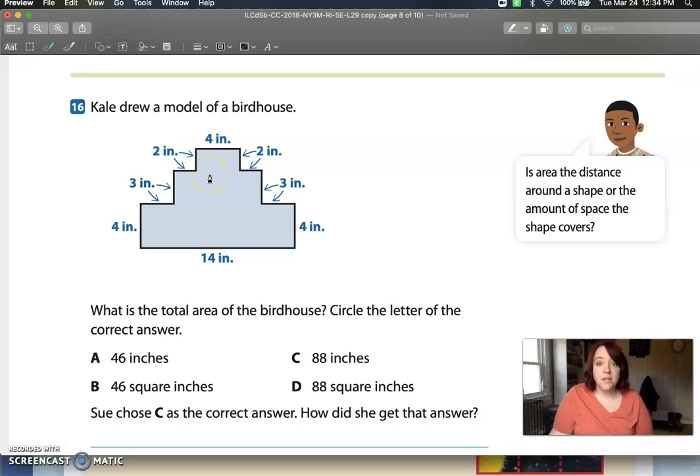All right. So we know that we have 4 inches on the top. We have this little side is 2, this little side is 2. Same with this side, so you know that they're equal. This side is 3, this side is 3. Equal again. 4, 4. Equal. Then we have this really long piece that's 14 inches. Whew, that's a lot of numbers. Okay, so let's see what they want us to find first. What is the total area of the birdhouse? Circle the letter of the correct answer.